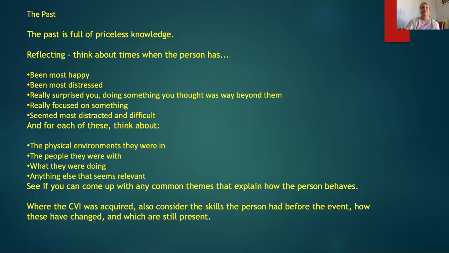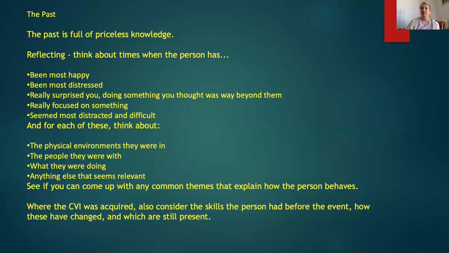Okay. Think of a time when that child seemed really focused on something. Now, again, when we talk about CVI, keep in mind it's often been diagnosed as maybe a behavior problem, maybe as autism, maybe as ADHD. These are things to start thinking about, and differentiating between that diagnosis and maybe what the CVI diagnosis would look like. Think about when that child seemed most distracted and difficult. And then for each of those times, like I said, think about the physical environments that they were in, or the people that they were with.